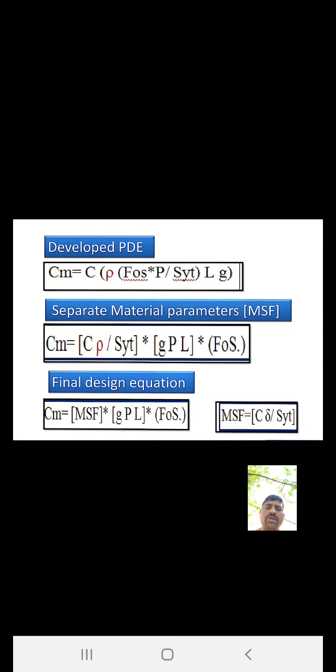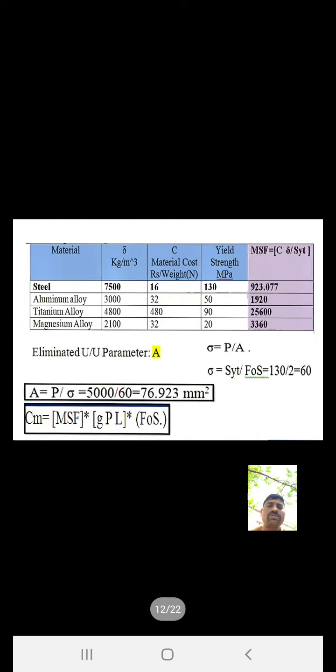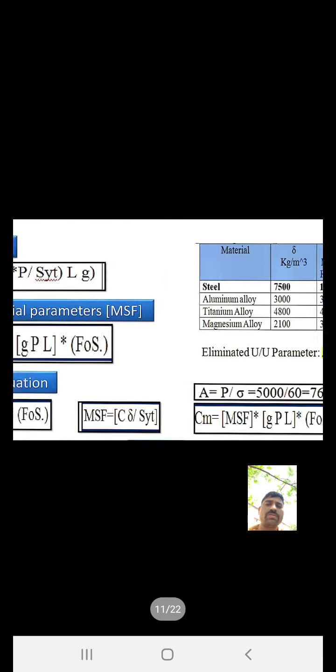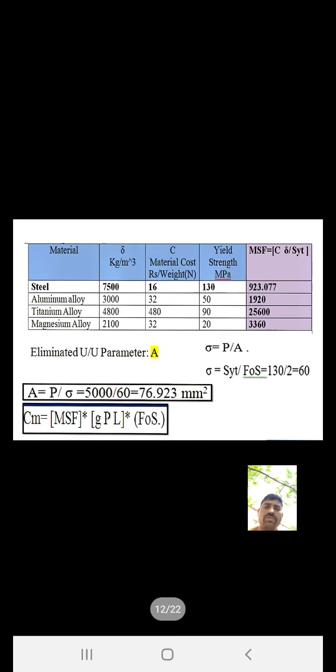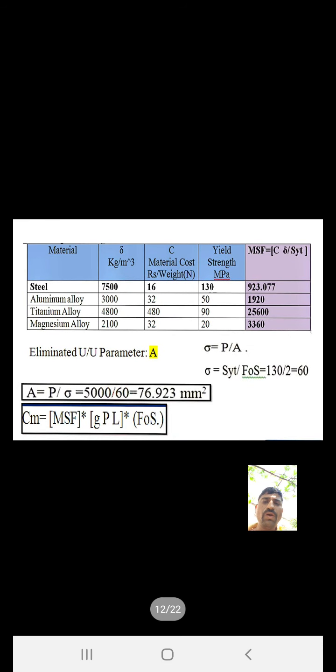MSF is equal to C into rho divided by SYT. This is the separate material parameter. Then we can write this material table. Again, aluminum alloy, steel, titanium alloy and magnesium alloy are given. We can calculate delta first, in kg per meter cube, for steel. Material cost is 16 and yield strength is 130.